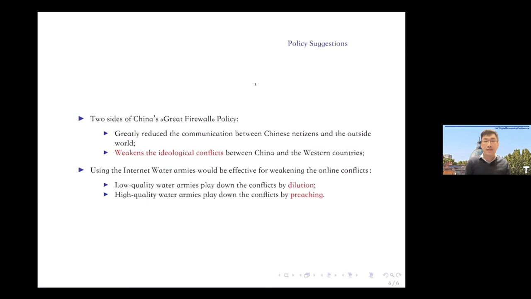The last thing is related to the water armies, because many governments have the intention to use online bots and water armies to do ideological propaganda. So we find that in terms of weakening the online conflicts, such a policy might be effective, since there is some evidence that low quality water army may play down the conflict by diluting those conflict-generating content, and high quality water army that interact more with other people will play down the conflict by persuading people. So this is all about our results. Thank you for your attention.